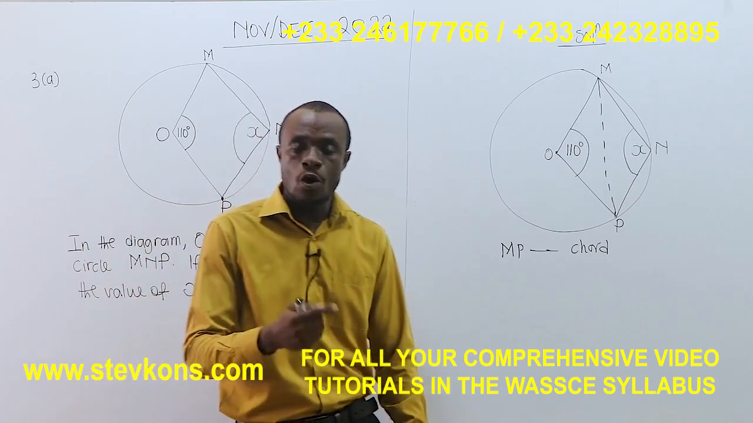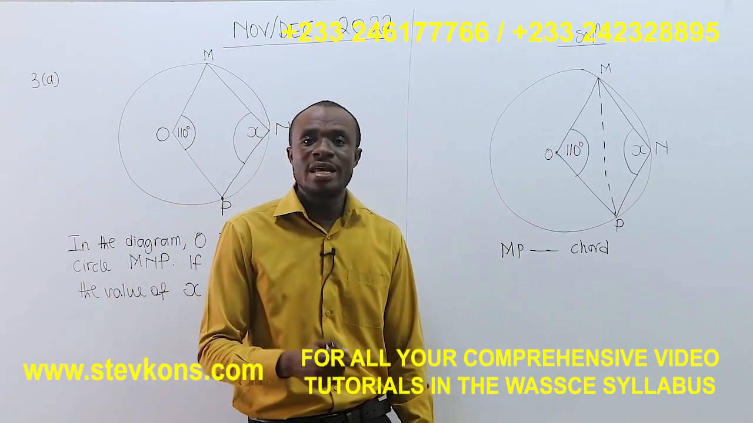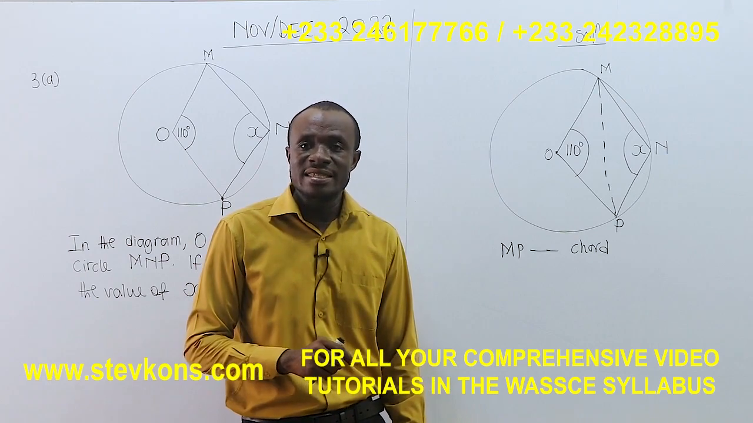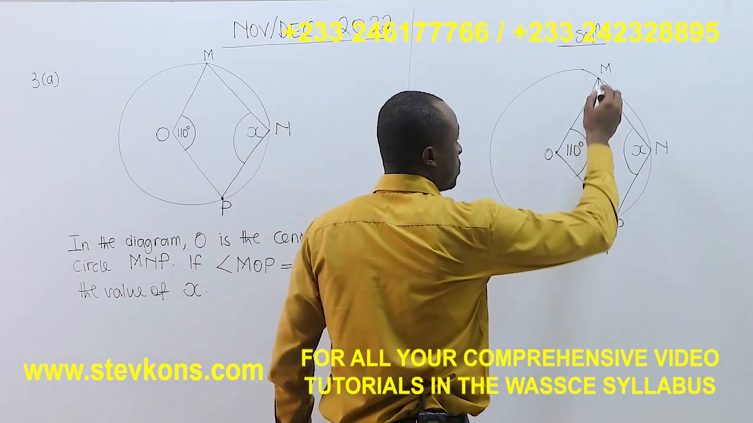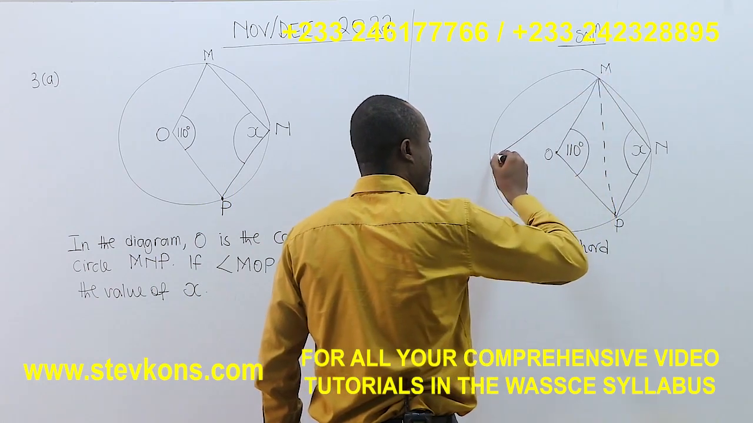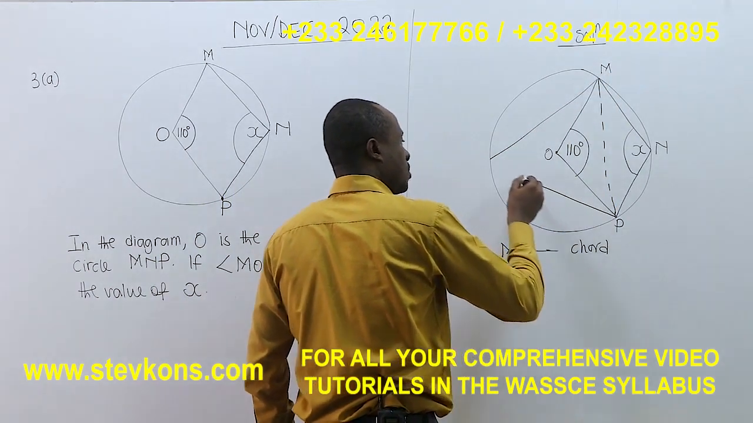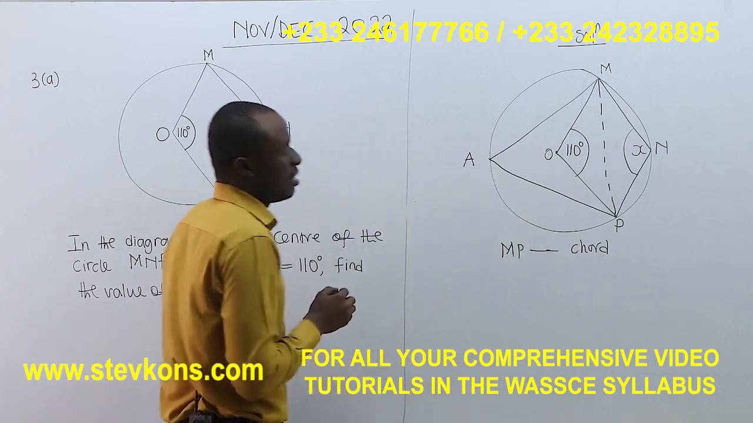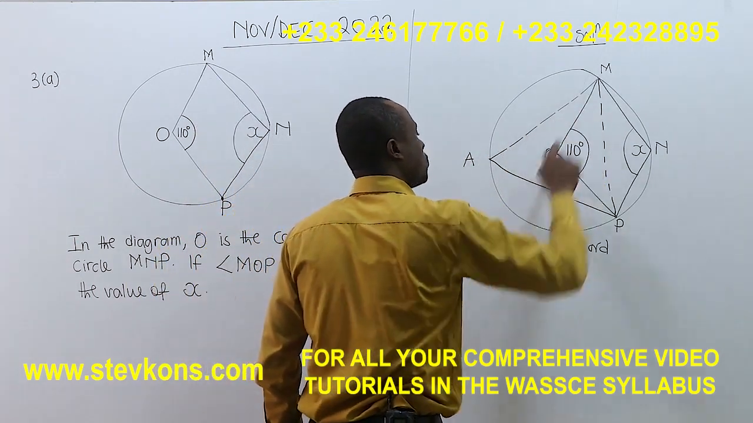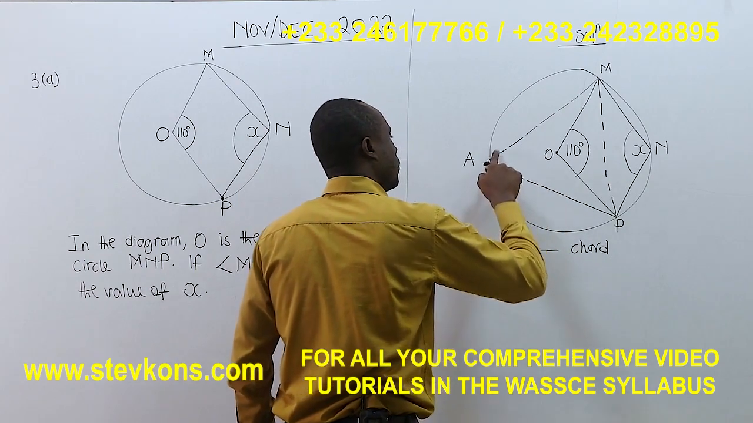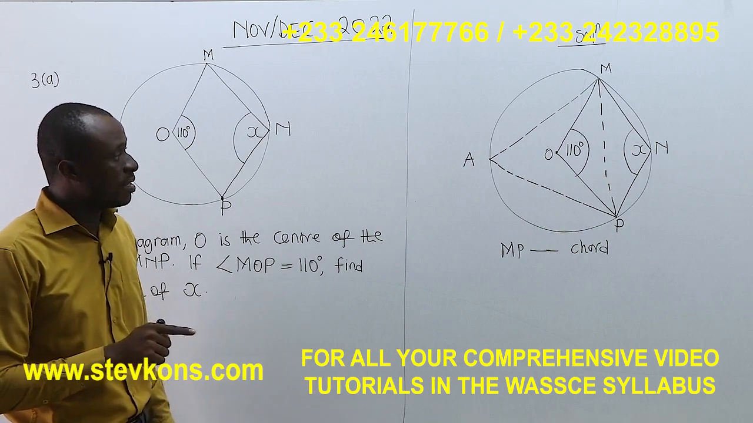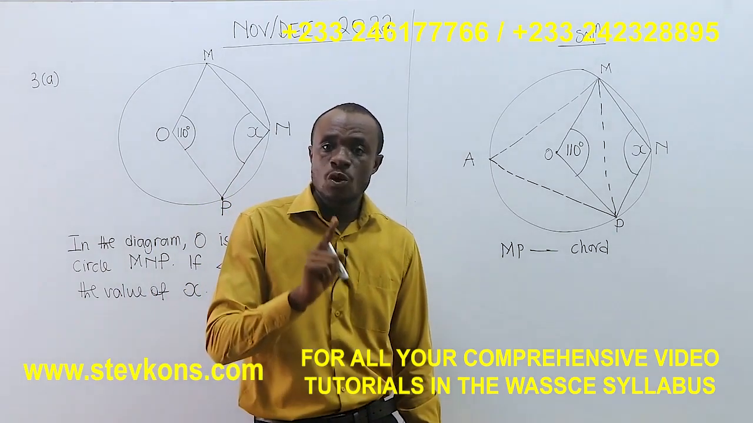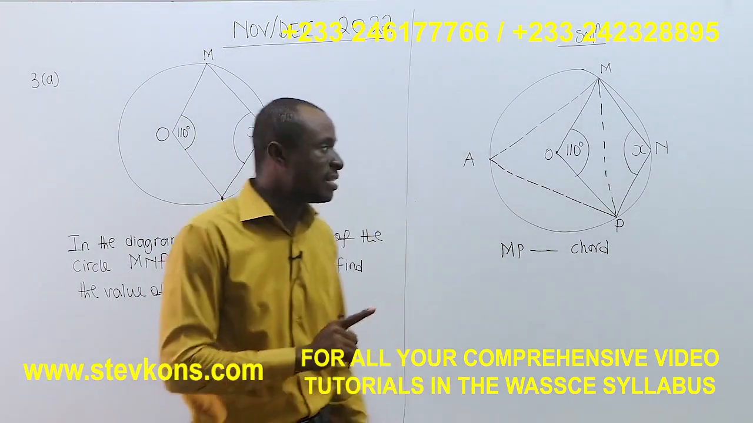Now we have a relationship with a chord, the center, and the circumference. We know that the angle a chord sustains at the center is twice the angle that it sustains at the circumference. So here, let's consider the same chord making an angle at the circumference. Let's call it A. Because we are bringing that in, let's use short dashes. It wasn't part of the question. I introduced it, so let me use short dashes.